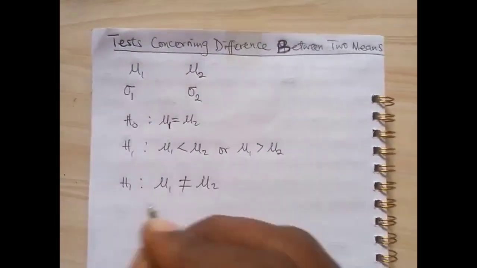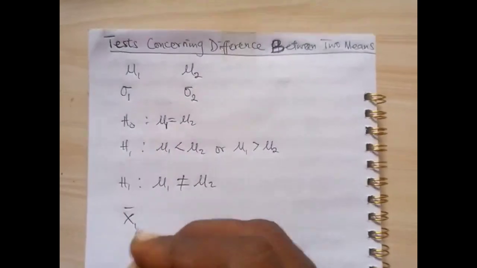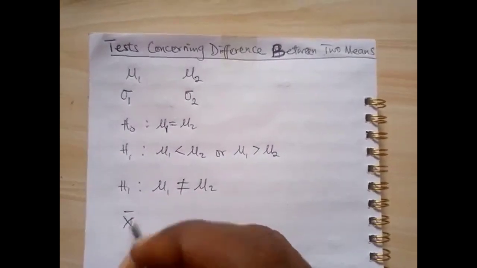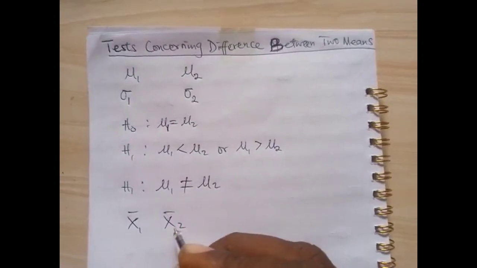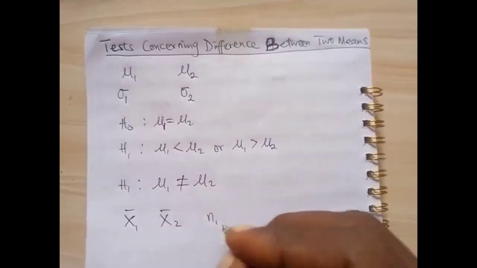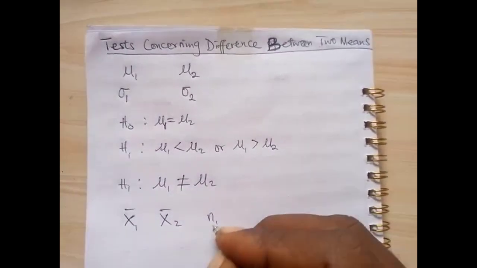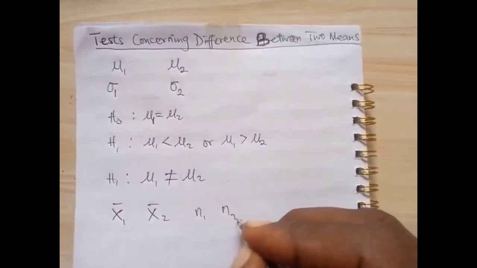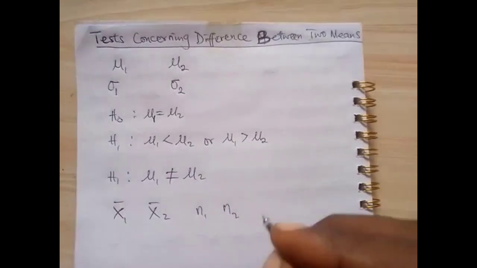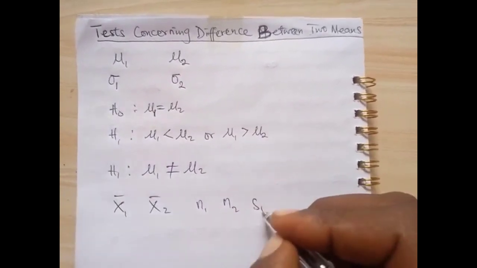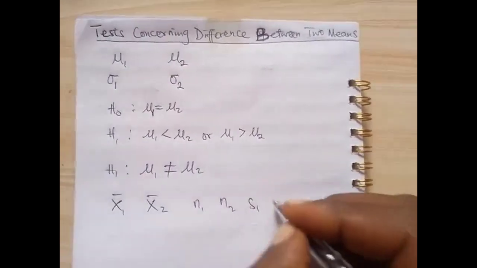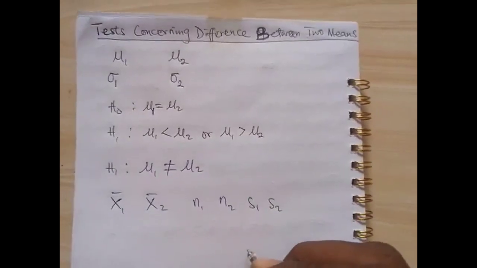For other notation, we use x bar 1 for the sample mean of the first population and x bar 2 for the sample mean of the second population. We use n1 for the sample size of the first population and n2 for the sample size of the second population. We use S1 for the sample standard deviation of the first population and S2 for the second population.